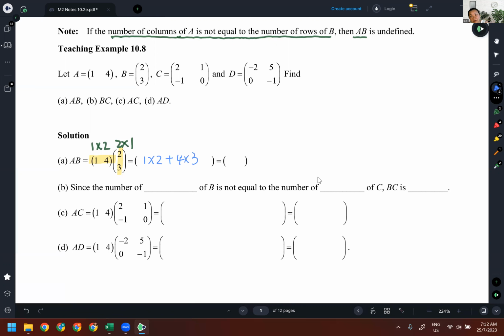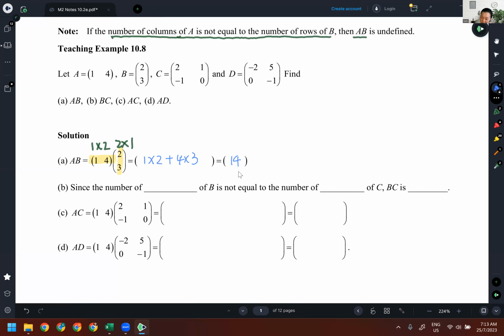That's one value. So I used up all the numbers in this row and all the numbers inside the column, and then make this one single outcome, and that is 14. Okay, now pay attention. This outcome is not a number 14. It's not a scalar 14. It's a matrix 14. That's why you have to put 14 inside the bracket.